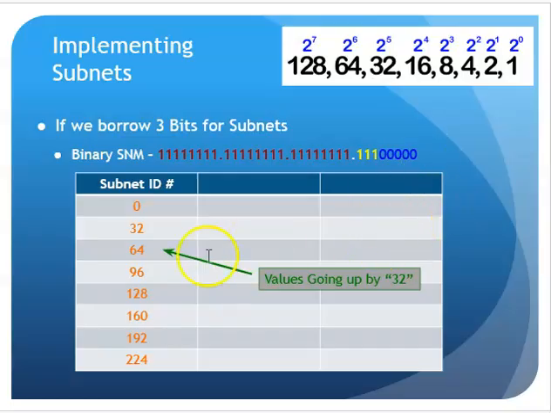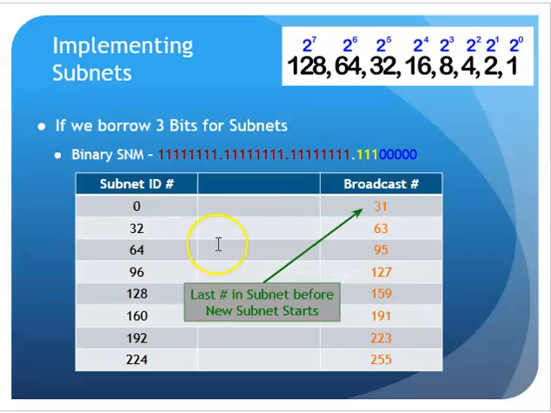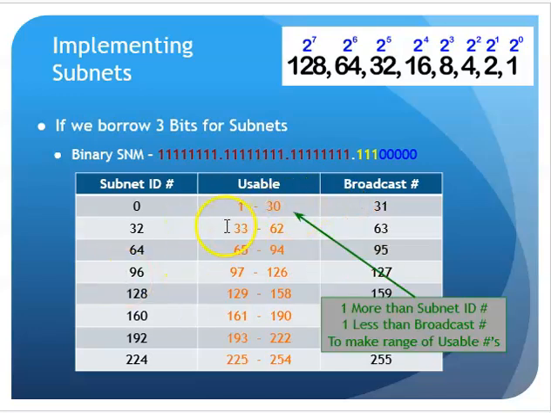I then do my broadcast addresses. If this starts at 32, this has to end at 31. If this starts at 64, this has to end at 63. So then I plug in my broadcast numbers. The numbers in the middle are the usable ones, one more and one less: 1 to 30, 33 to 62, 65 to 94, 97 to 126, and so forth. This is what we've done to this point. This is now the information we need to start applying to my network.